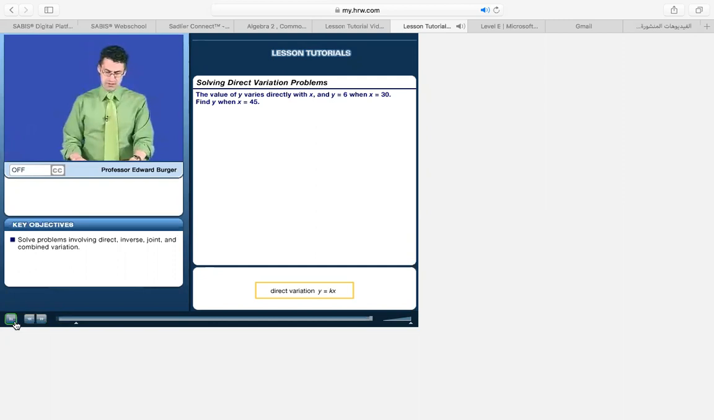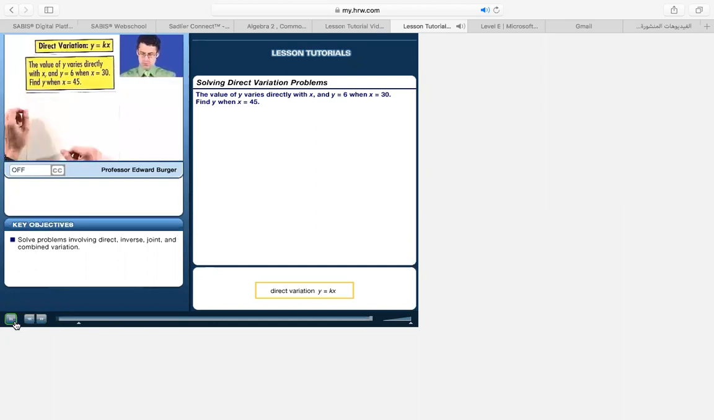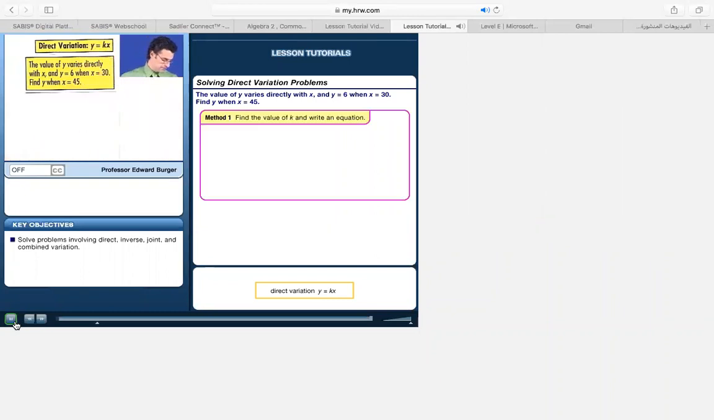So here's the question. The value of y, we're told, varies directly with x. And y equals 6 when x equals 30. Our question is to find y when x equals 45. One way to do it is just to actually try to find the formula for this direct variation. Well, how could I do that? I know the formula will be y equals k x, because I'm told that y varies directly with x. So there we have it.